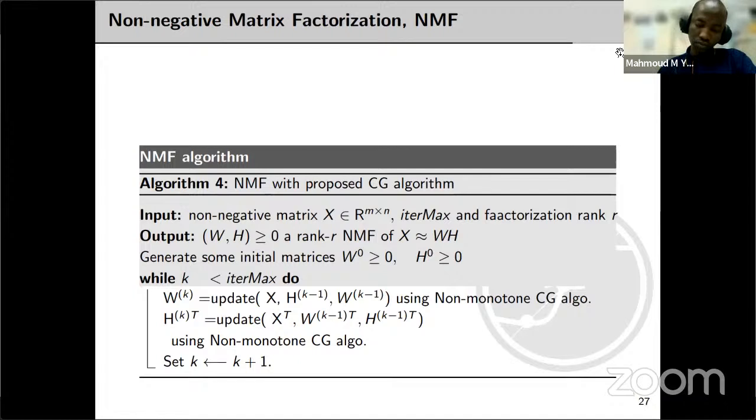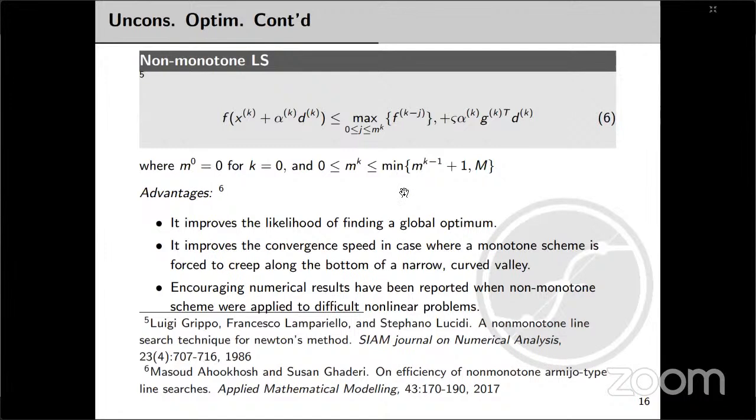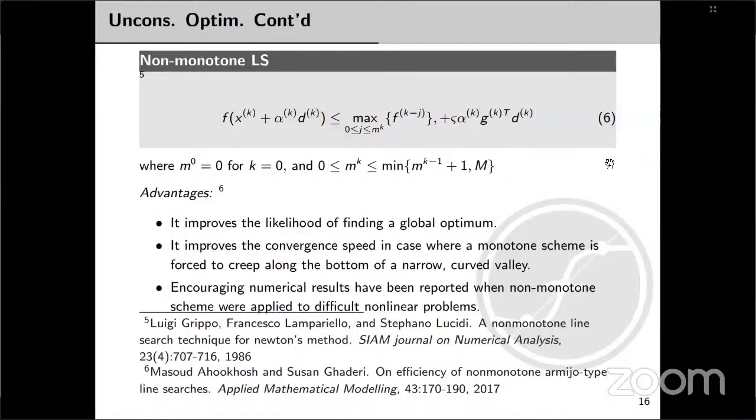You're welcome, Doctor. Please, can I take a look at slide 16, where you made mention of non-monotone line search? Yes. I will start by commenting on this inequality 6. You can see a comma that appears there. That makes it a little ugly, I think. Yeah, thank you for that. And also, there is a need for maybe a check of all this. Yes. And also, from the representation perspective, what do you mean by F with a superscript K minus J bracket, the one inside, the one that the maximum acts on?